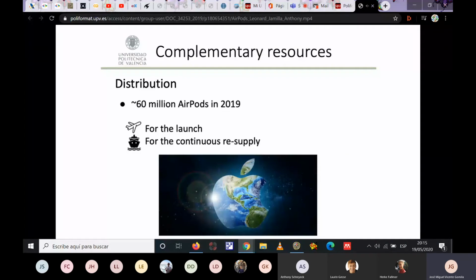Then the dominant design. At the moment, there are 3 different models of the AirPods. The first model came out in 2016. That will be the AirPods 1. Then the second generation was released in 2019. This will be the AirPods 2. And later that year, the AirPods Pro were released.